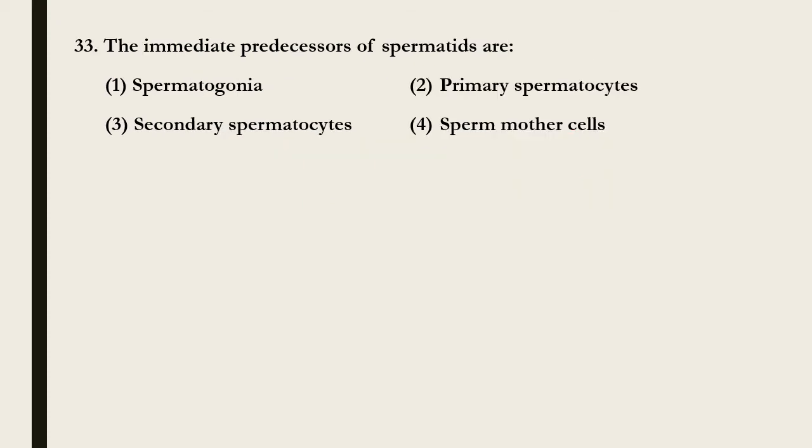Question number 33. The immediate predecessors of spermatids are: option 1, spermatogonia; 2, primary spermatocytes; 3, secondary spermatocytes; 4, sperm mother cells. This comes under the concept of spermatogenesis, the formation of sperms.